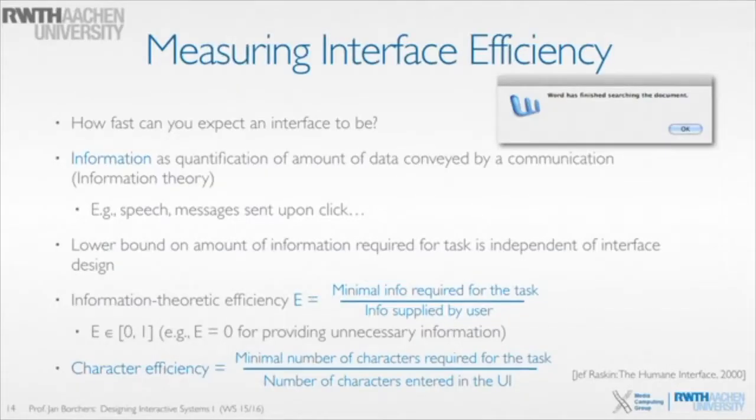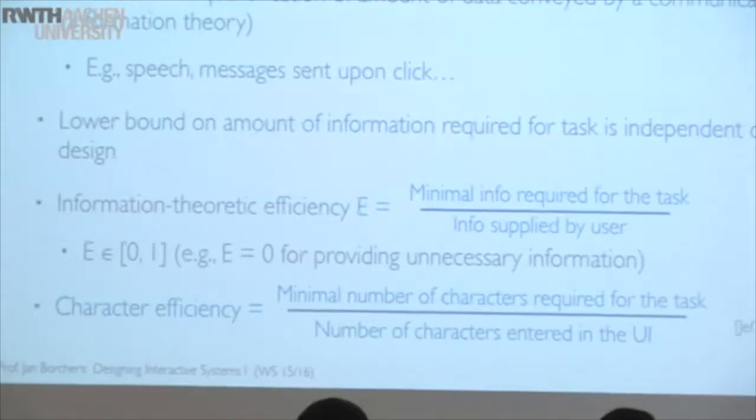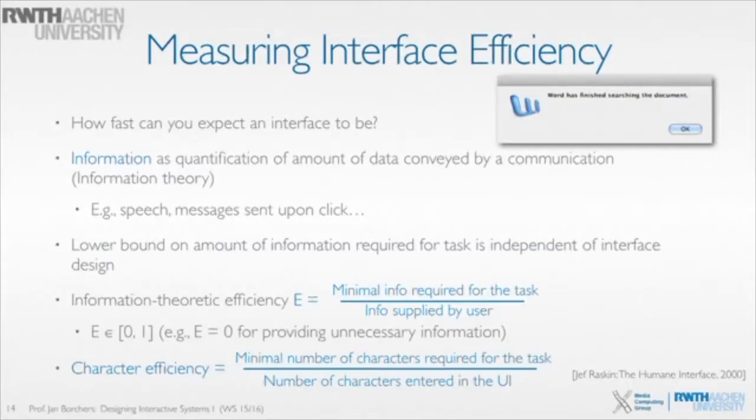If we get a little more technical, we can talk about character efficiency. So we can say, what is the minimum number of characters required for the task? Think about the temperature converter. What is the minimum number of characters we need? And what is the number of characters we actually need to enter in the UI in terms of taps? That's where it gets much easier to compute now, because now we're talking about very concrete measurements.